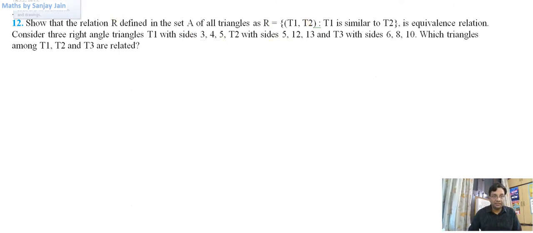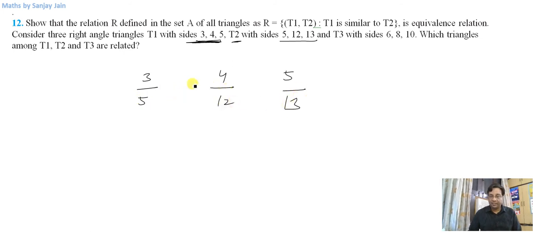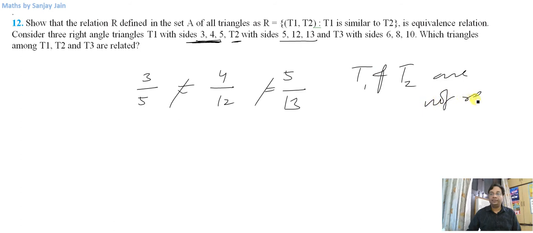So let me erase everything. T1 has got these sides 3, 4, 5. T2 has got 5, 12 and 13. So let me divide them: 3 by 5, 4 by 12 and 5 by 13. Are these ratios equal? No, these are not equal. So T1 and T2 are not related under this relation, right?